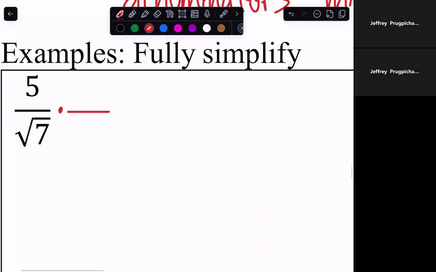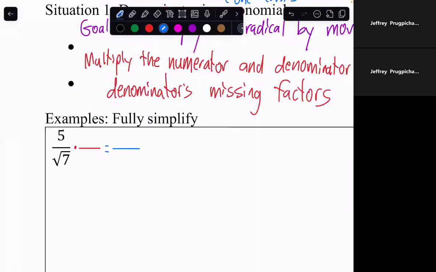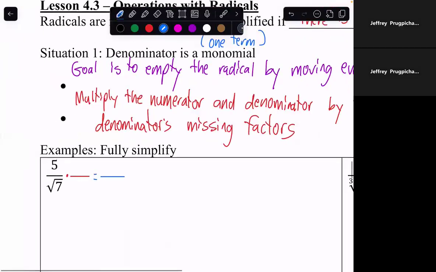But what do we multiply by? It's sort of like what we did for completing the square. We're going to skip ahead a little bit, then we'll come back. So we multiplied the original problem by some fraction, and now it equals a different looking fraction. But we need to think about our goal, right? Again, the goal is to empty the radical.